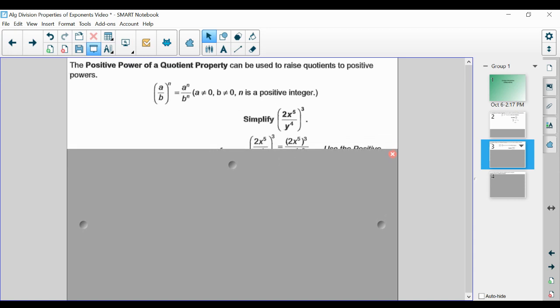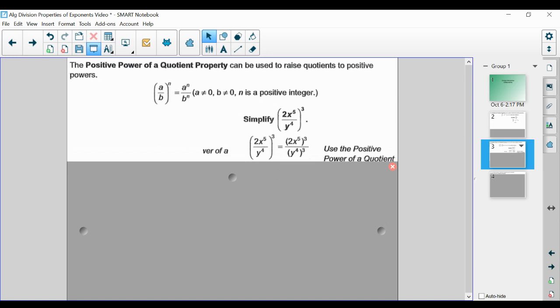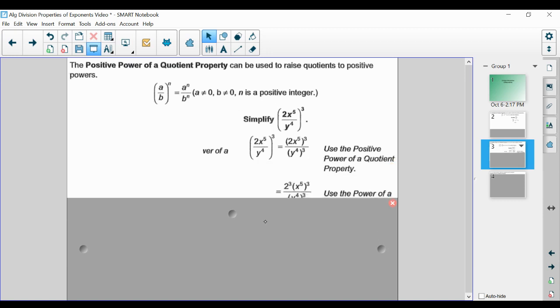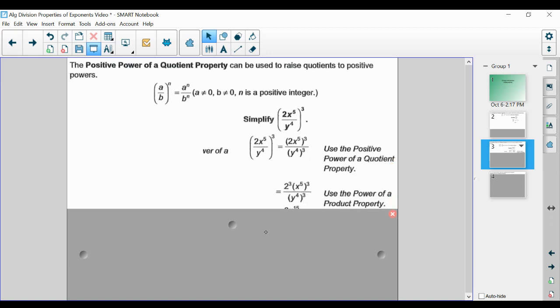So we have 2 times x to the 5th, that is getting raised to the 3rd power, and y to the 4th getting raised to the 3rd power. We can use the power of a product property to help us distribute again. So we get 2 to the third times x to the fifth to the third divided by y to the fourth to the third. And now we can simplify it here.